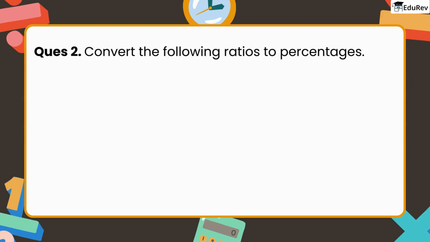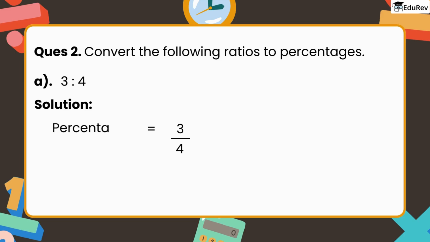Next question is, convert the following ratios to percentages. First part, 3:4. So, the ratio can also be written as 3 upon 4. To convert this to percentage, we need to multiply it with 100%. This implies 3 upon 4 into 100%. 4 into 25 is 100, so cancelling 100 by 4, we get 25. So we get 3 into 25. On multiplying, we get 75%.